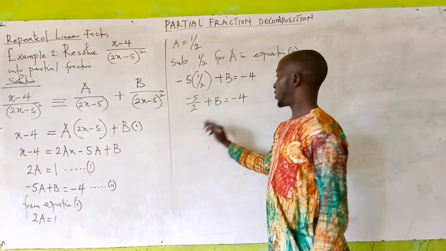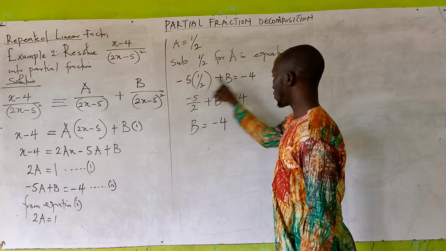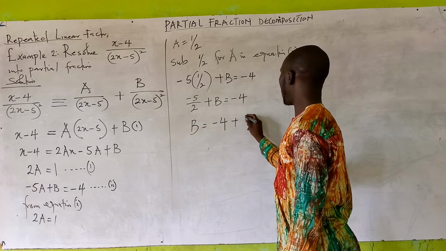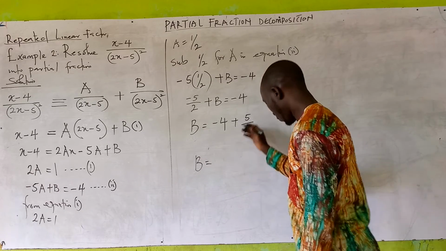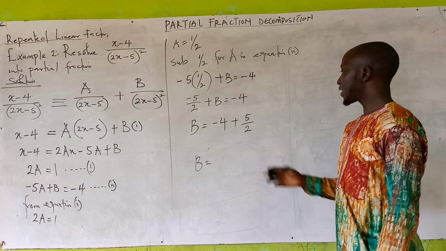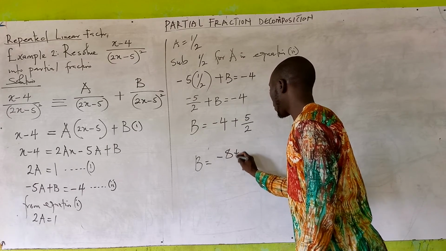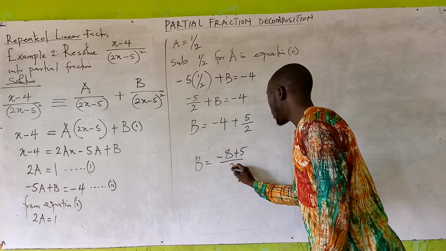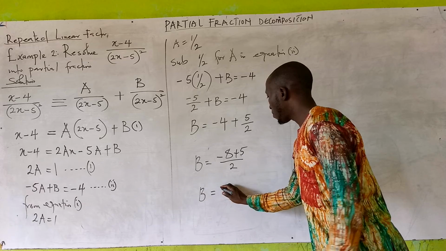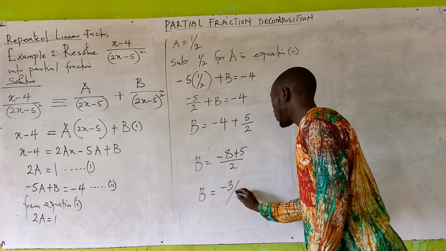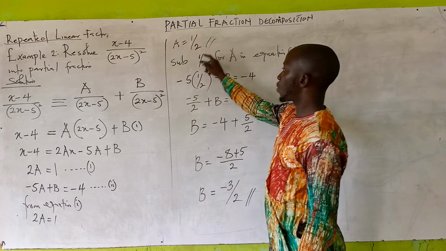Making b the subject here, we're going to have b equals to minus 4 plus 5 over 2. b equals to, find out the LCM here. After getting the LCM, we're going to have minus 8 plus 5 divided by 2. Now what is our b? Our b equals to minus 3 divided by 2. So b is minus 3 over 2. a is 1 over 2.